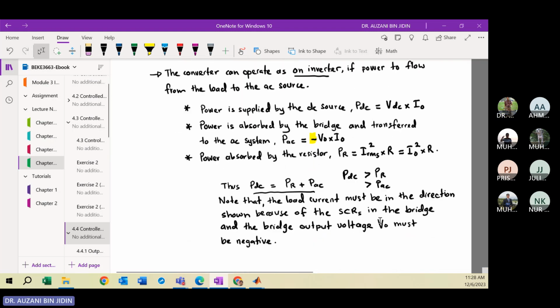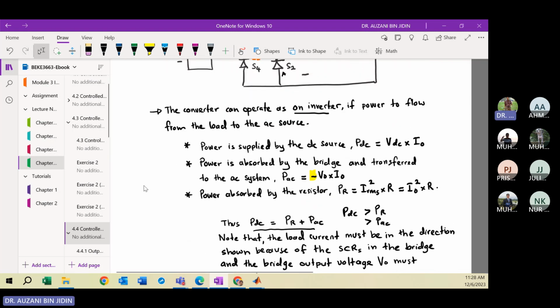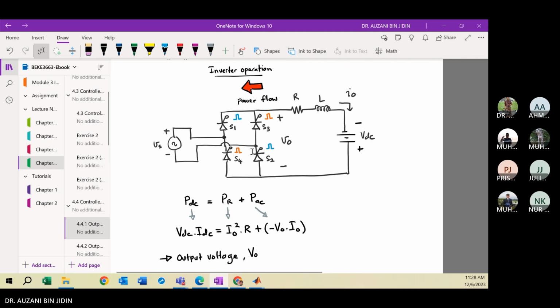Boleh dapat tak? Okay, bagus. So then, okay, next page.